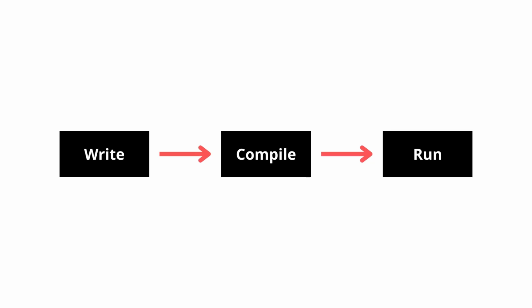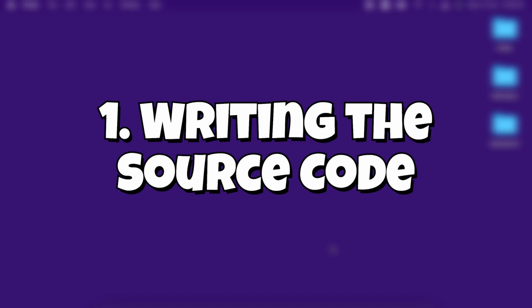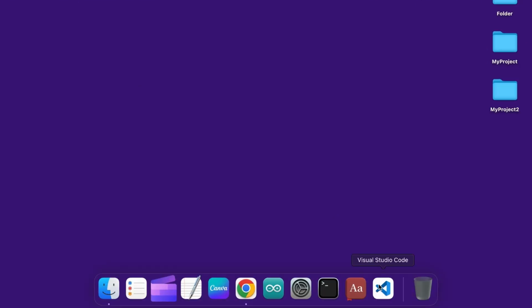Welcome to Lesson 1.05. C programming isn't just about typing code. It's a 3-step cycle: writing the source code, compiling, and running, executing. We are going to execute each step now. First, writing the source code. Let's open the editor you installed.